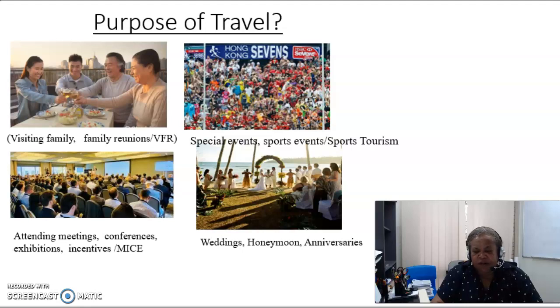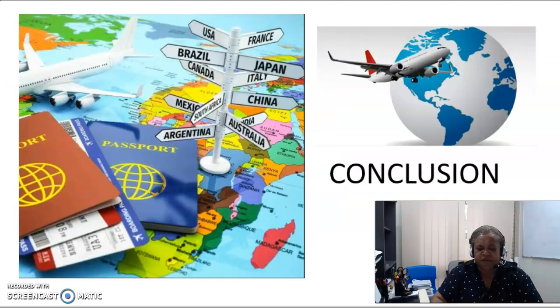They can go and take part or attend or be part of a sports tourism event, for example the Olympics, the Hong Kong Rugby Sevens or World Cup Soccer, which is held every 4 years around the world. People also travel to attend meetings, conferences, exhibitions, and they also travel for special occasions like weddings, honeymoon and anniversaries.